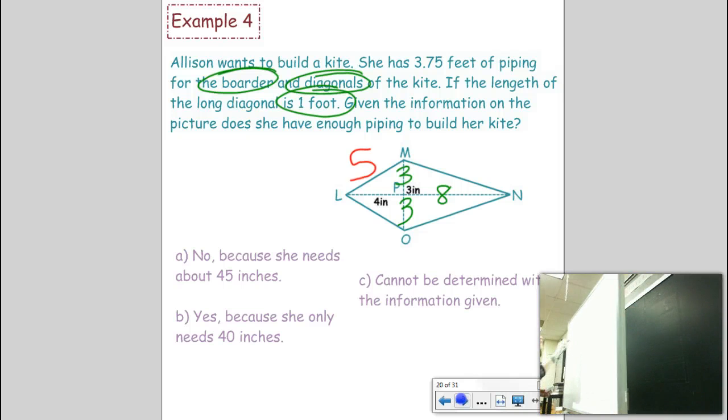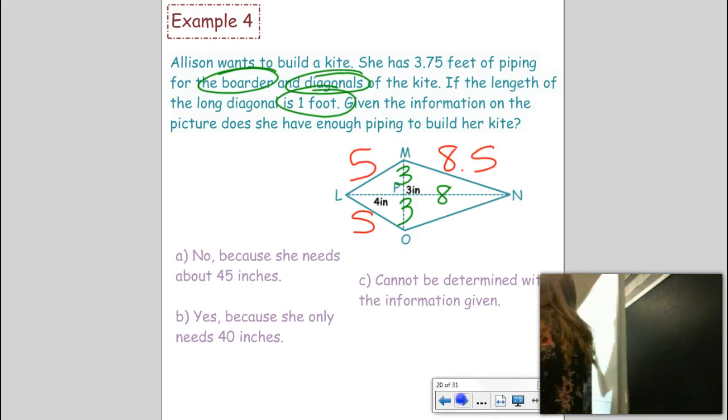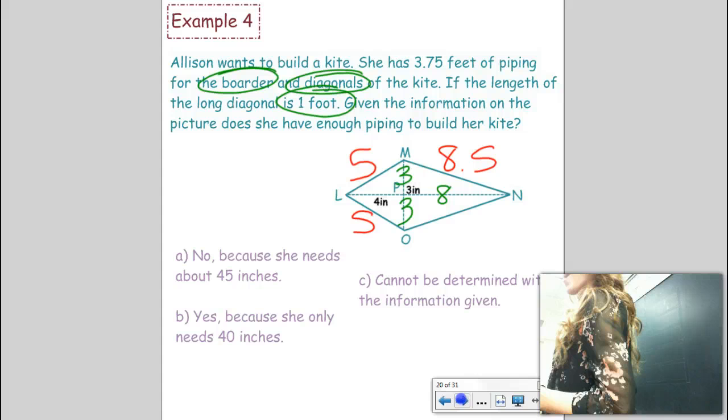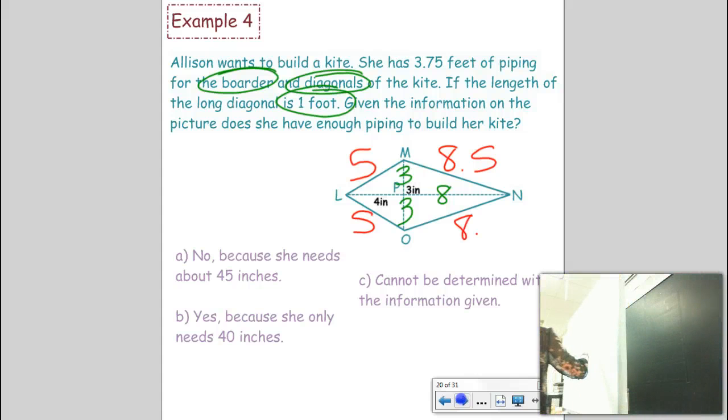If LM is 5, Brett, what's LO? 5. Julius, what'd you get? You were doing 3 squared plus 8 squared, taking the square root. Do you want to do it for him? 8.5? Okay, Genesis, 8.5. If MN is 8.5, what's ON, Dimitri? Okay, yep, 8.5, you're right.